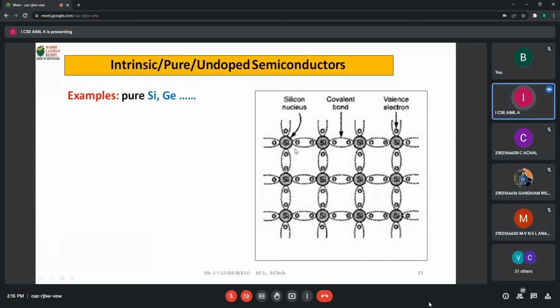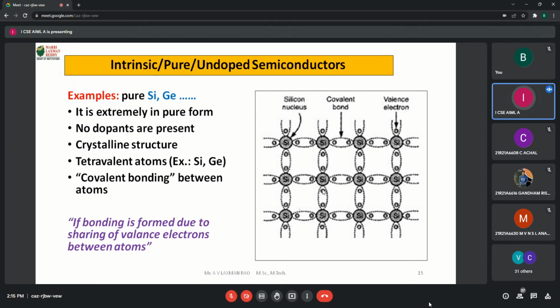We are calling it pure, as all are pure silicon atoms only. No impurities are added. This is nothing but the atomic arrangement in silicon. So what type of bonding is present? Covalent bonding is present. Intrinsic or pure semiconductors are also called undoped, not doped. Covalent bonds are present like this, and all the parent atoms are of the same type, silicon atoms only.